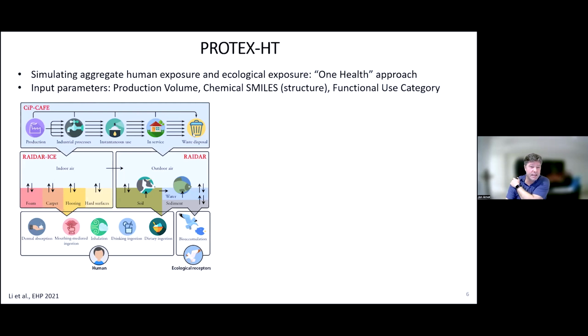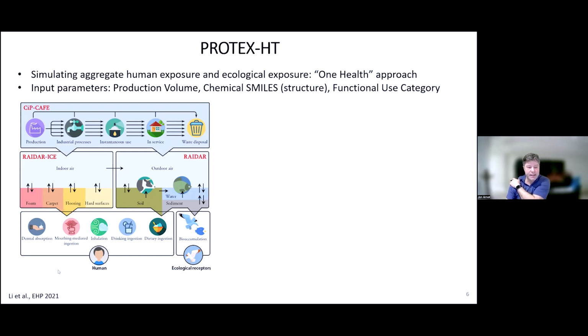What the model is doing then is consolidating various modules that can be used standalone or together in the PROTEX-HT framework. We're simulating with the CCCVAM model emission rates throughout the chemical life cycle to indoor environments and to outdoor environments. We're then simulating fate and transport of chemicals between various compartments of the indoor environments and the outdoor environments, including an extensive agricultural food chain and natural food chains for air breathing and aquatic respiring organisms.